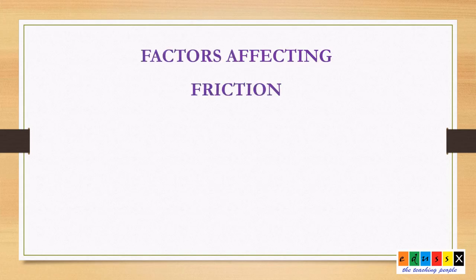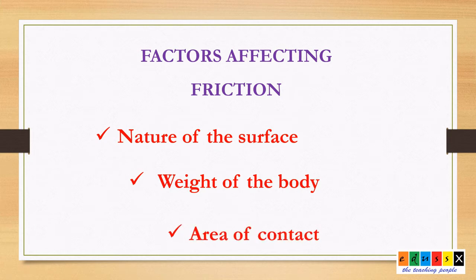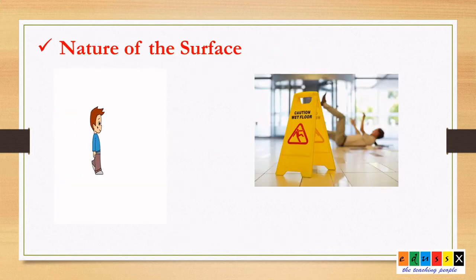Next is about the factors that affect friction. Here they have discussed three major points. The first is the nature of surface, second is the weight of the body, and third is the area of contact. First, the nature of surface. Moving an object on a rough surface will be difficult but very easy on a smooth surface. So we can conclude that depending upon the surfaces, friction varies.